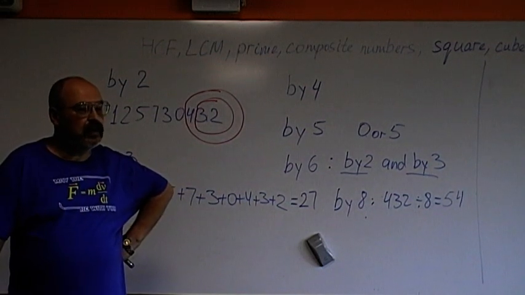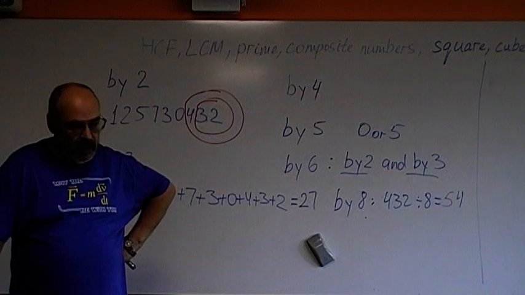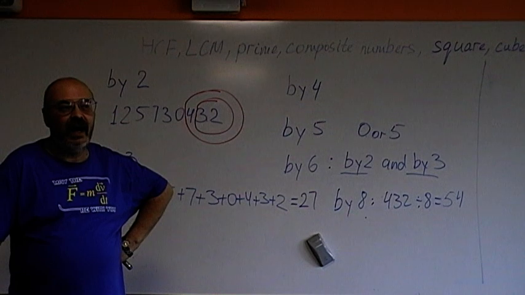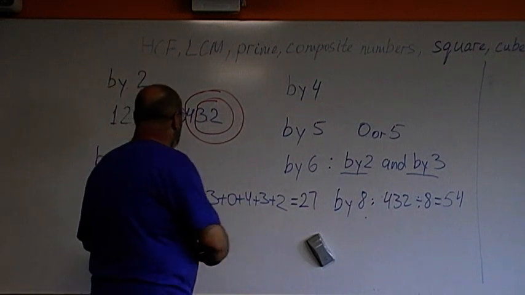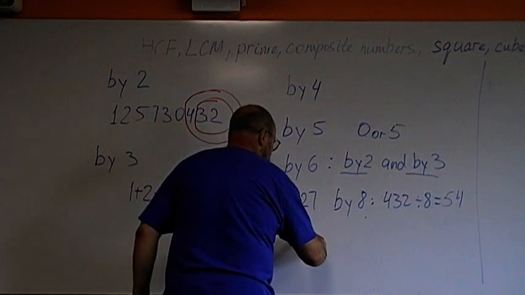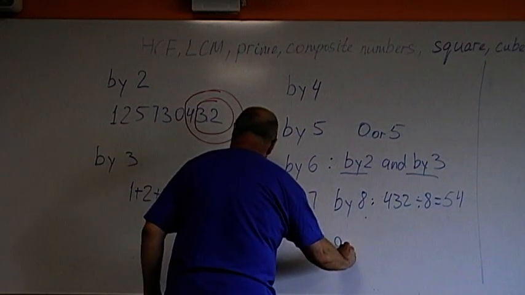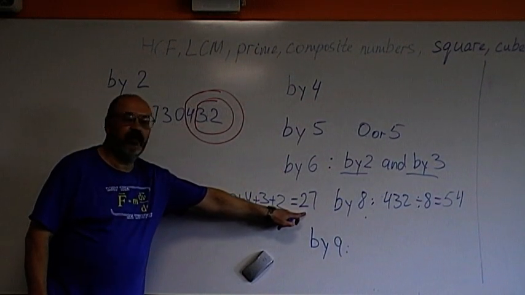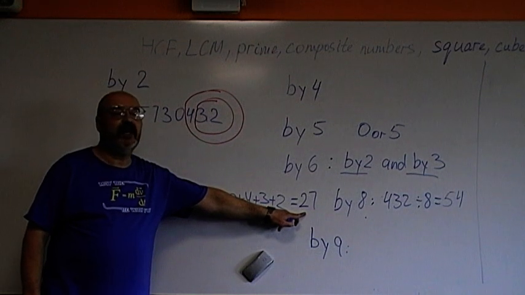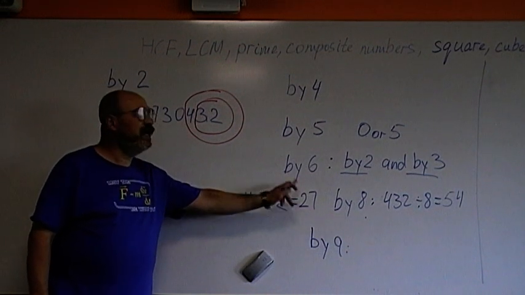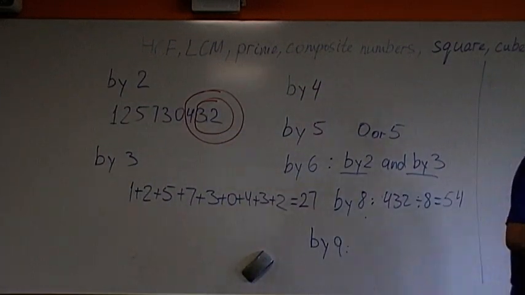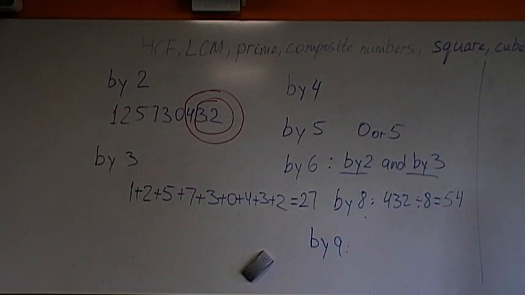And the last rule that you're supposed to know, this table is in the booklet, and you're supposed to learn it. By 9, again we add all digits, as we did for 3. And the result is 27. Is 27 divisible by 9? Yes. So this number is divisible by 9. So the same rule as for 3: we add all digits, and if the result is divisible by 9, then the whole number is.